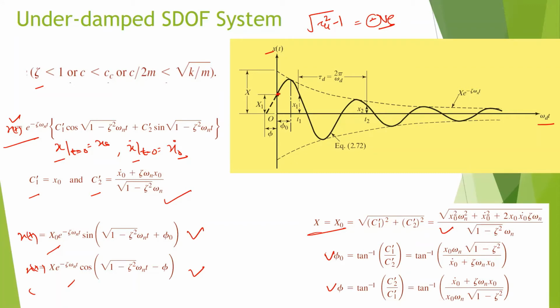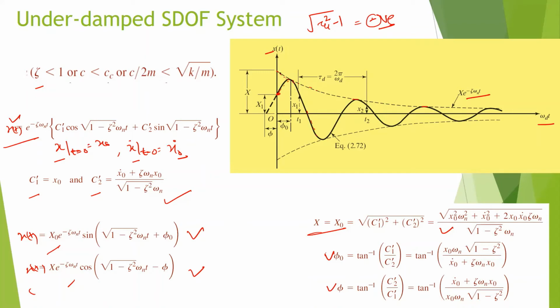This is the initial displacement and velocity, and this will be the underdamped response of the system. Here, this is the decrement in the amplitude, and the equation of this decrement can be given by X e raised to the power minus zeta omega n t.